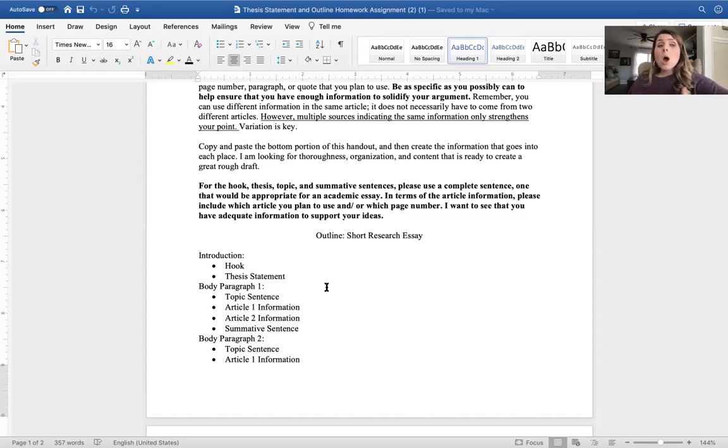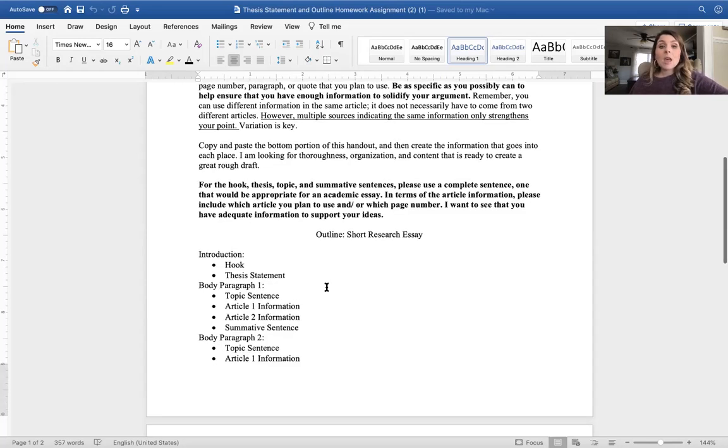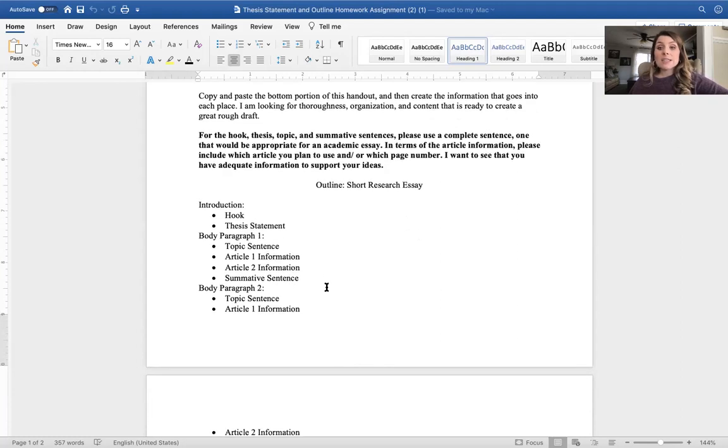Variation is key. What I mean by this is if you are talking about the word patience, if you have 2 different articles that reiterate that idea, it's more believable to the reader because that came from 2 peer-reviewed or secondary sources. Copy and paste the bottom portion of this handout and create the information that goes into each place. I'm looking for thoroughness, organization, and content that's ready to create a great rough draft.